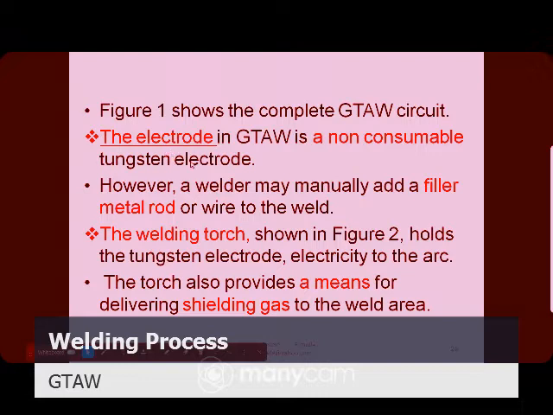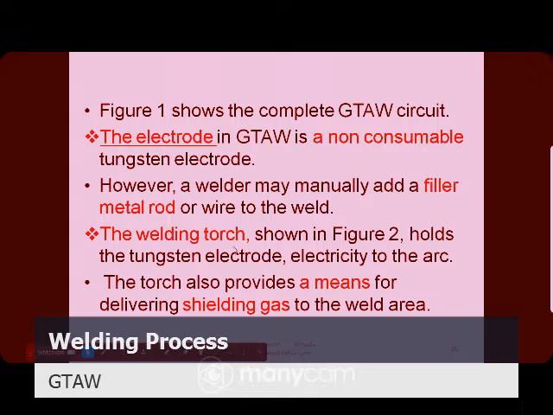As we previously discussed, the electrode in gas tungsten arc welding is a non-consumable tungsten electrode. However, the welder may manually add a filler metal rod or wire to the weld. Because the electrode does not melt and does not transfer to the joint area, it is important to apply the filler rod from the side to use as filler material.